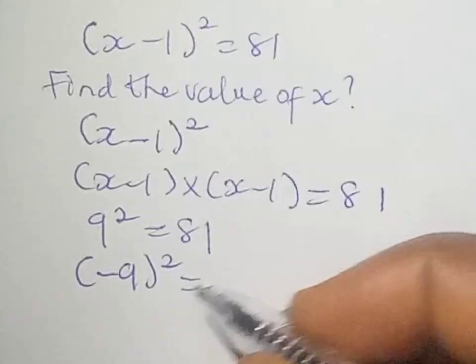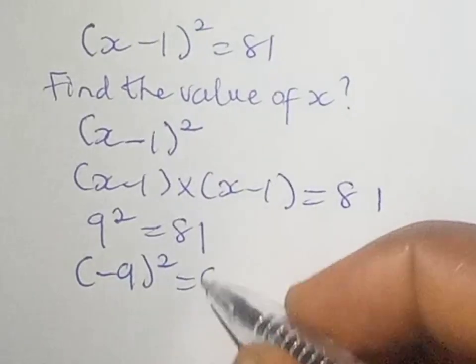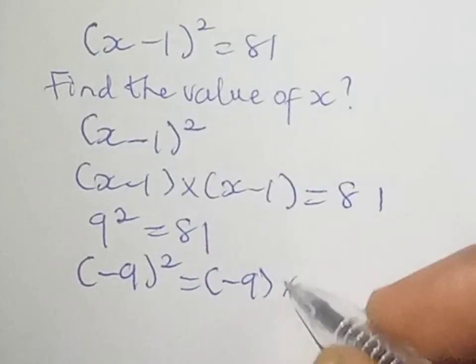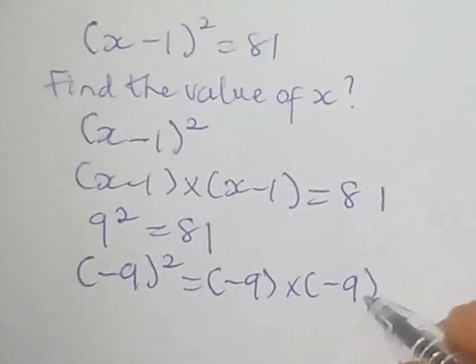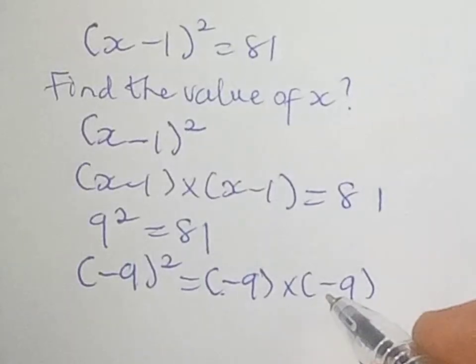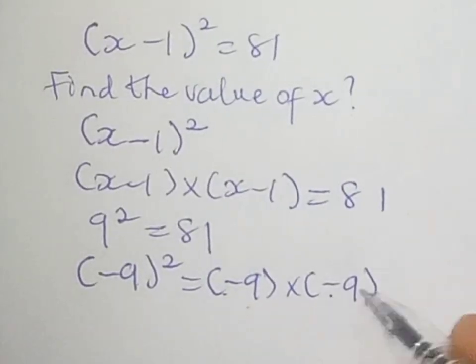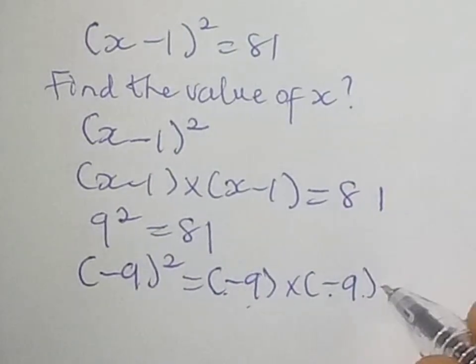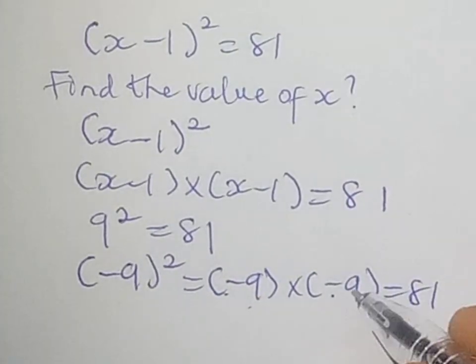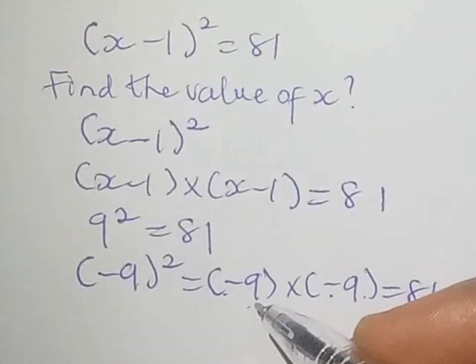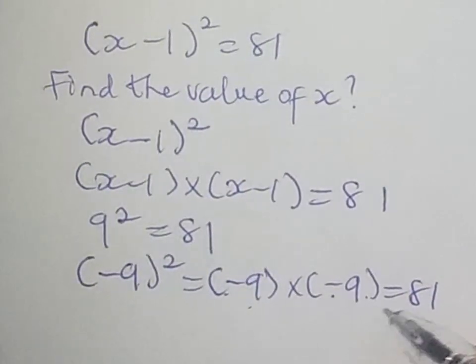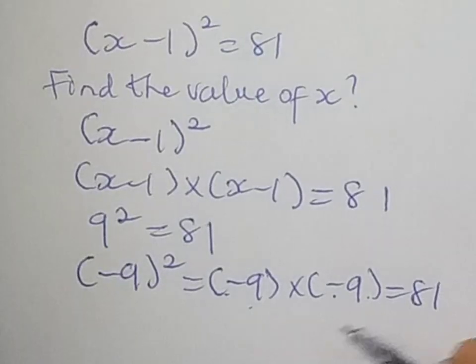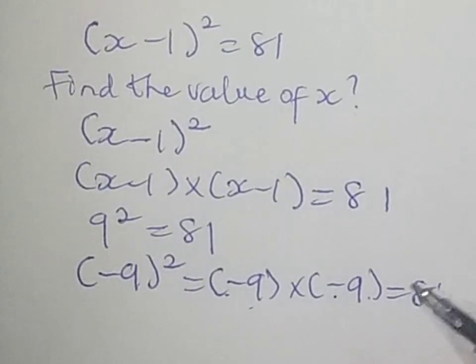Let's expand this. (−9)² means −9 times −9. A negative times a negative will give us a positive. 9 times 9 will give us 81. Can you see that apart from 9², a negative 9 squared will also give us 81? This is the trick many students forget.